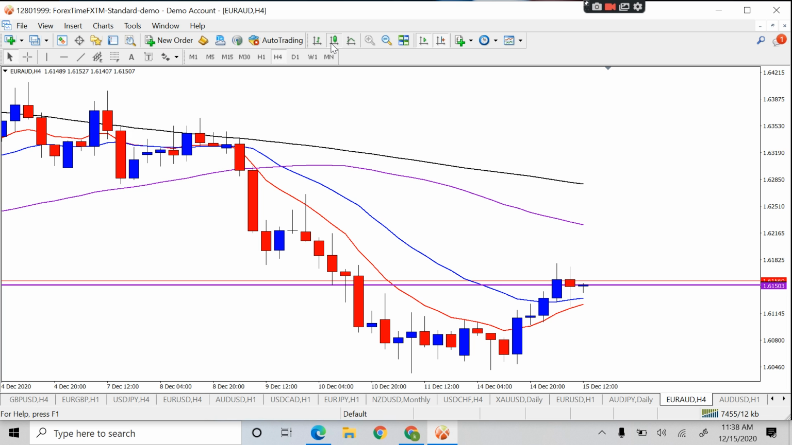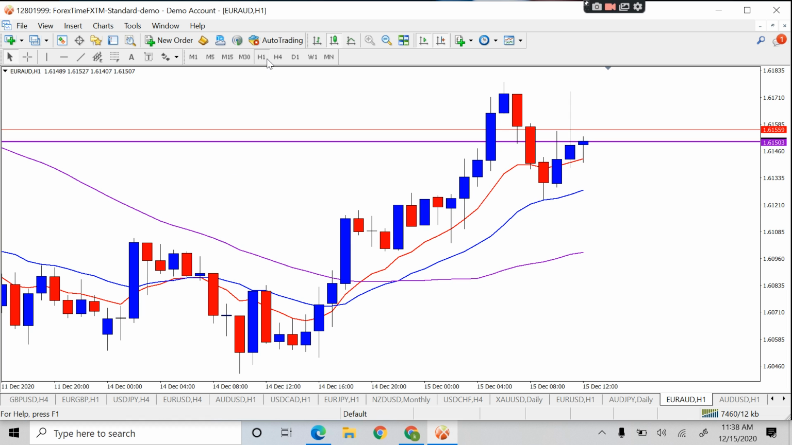So a break above the resistance at 1.61503 for a buy. Either you're on D1, H4, or H1, all of them will have to break above that region before I enter for a buy.